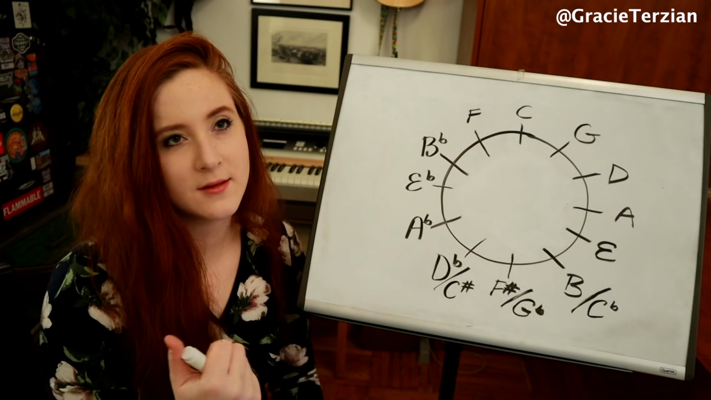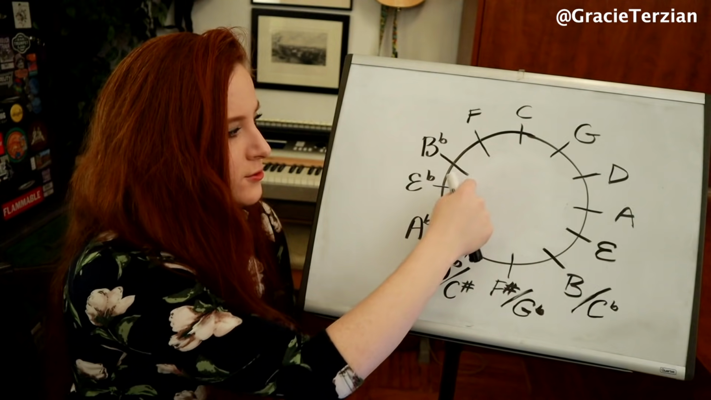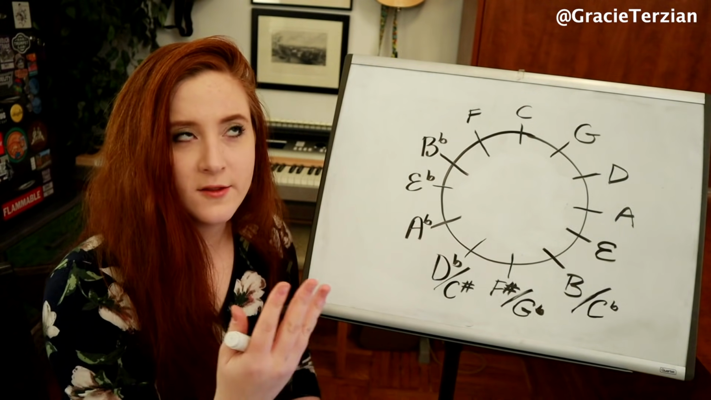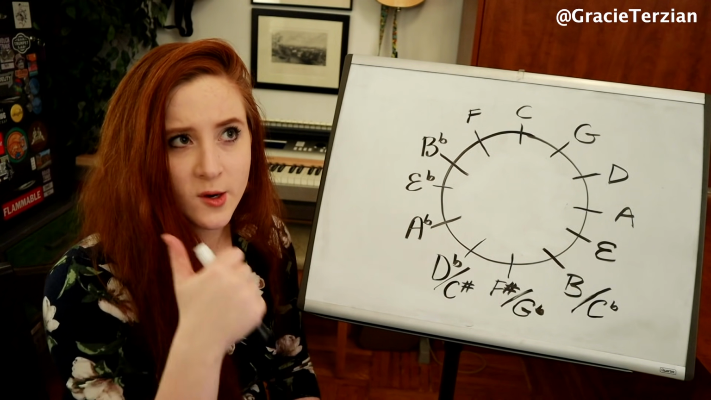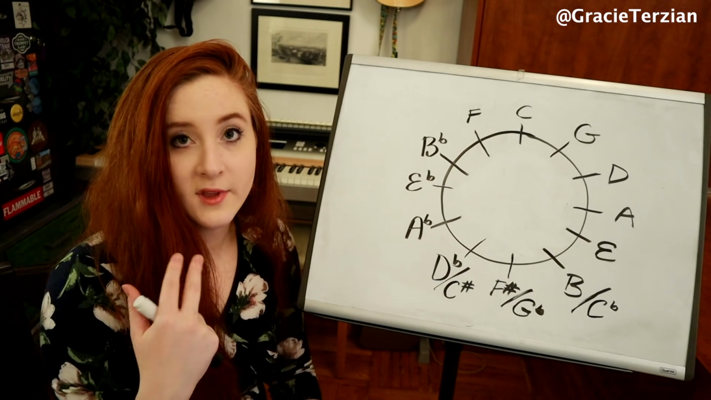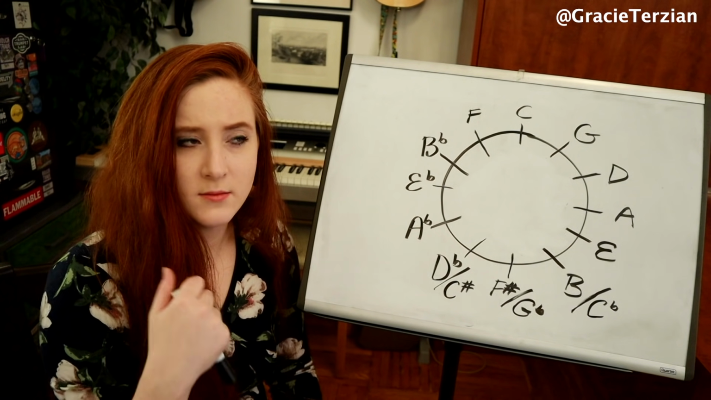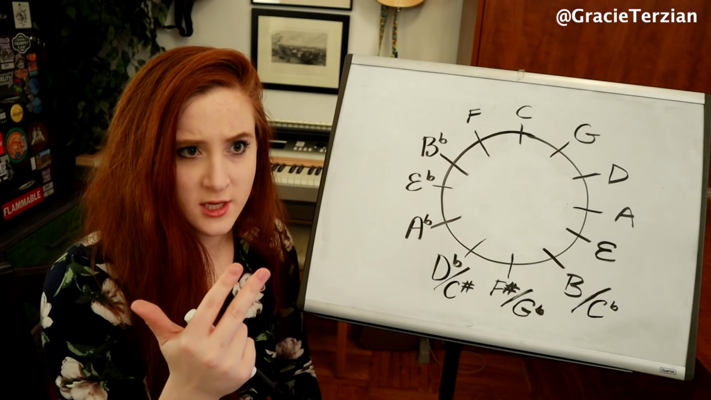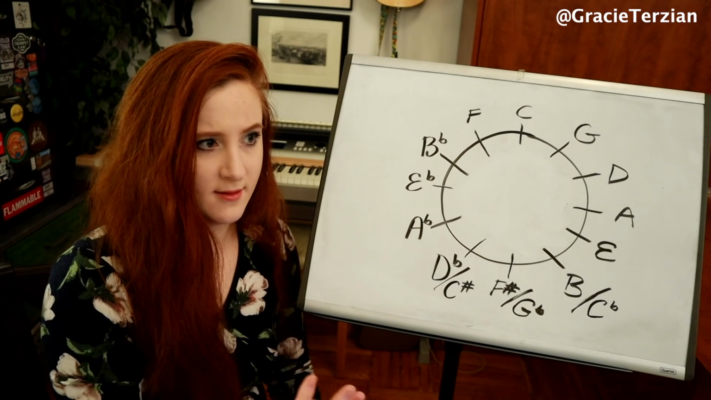Which means it has 1, 2, 3 flats in it, right? And the first 3 notes in the order of flats are B flat, E flat, A flat. Therefore, an E flat major scale would be E flat, F, G, A flat, B flat, C, and D.